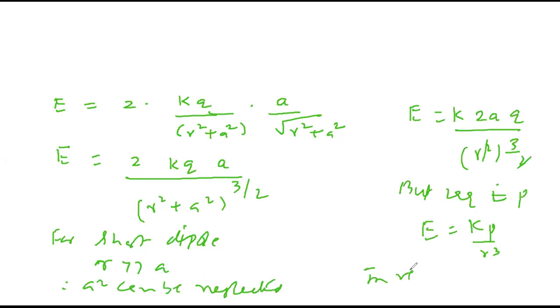In vector form, E bar will be minus of k p bar upon r cube, because E bar is this way and p bar is from negative to positive. Therefore, they are negative of each other. Have you followed this in vector form? E bar equals minus k p bar upon r cube.